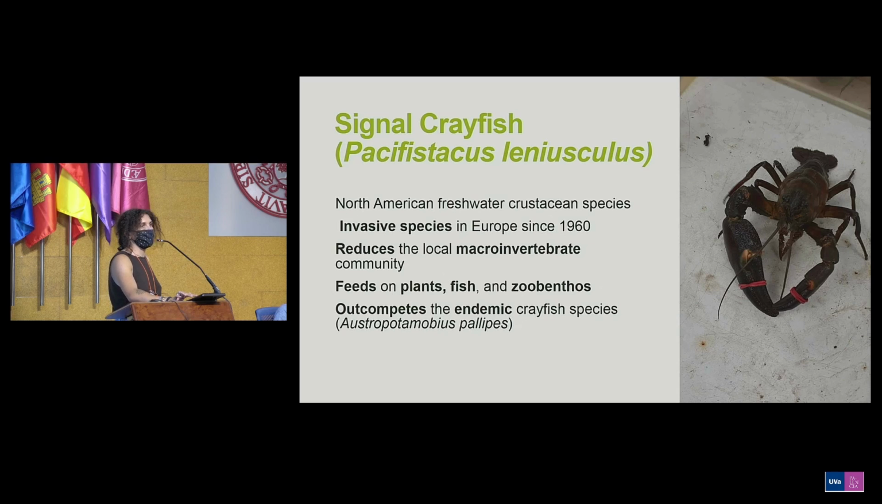It negatively affects the freshwater ecosystems of Europe by reducing the local macroinvertebrate communities, since it heavily preys and feeds on them. It furthermore alters the freshwater ecosystems by intensively feeding on plants, fish, and zoobenthos. They eat everything, basically. They are also responsible for the decline of the endemic crayfish species of the British Isles, the white-clawed crayfish, because it outcompetes them.